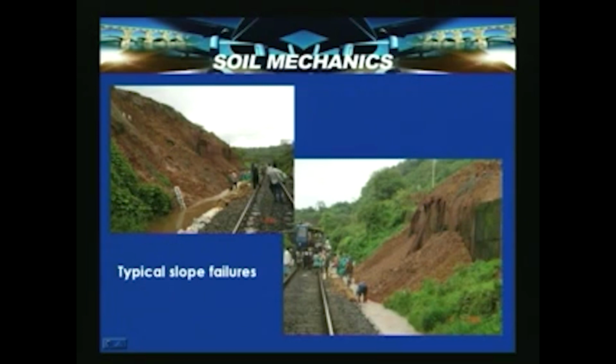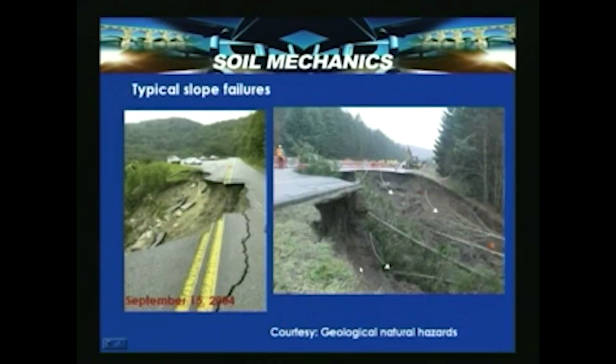You can see how dangerous they are with the onset of the rainfall. This is another case shown here, a road portion after a slope failure. This picture also shows a portion of the slope after failure.